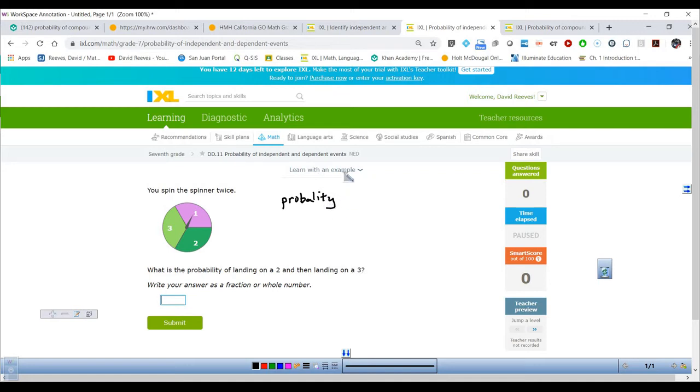Probability. Probability. Why is this so hard? I need another glass of coffee. Prob. Bill, there we go. The key is getting two B's here.